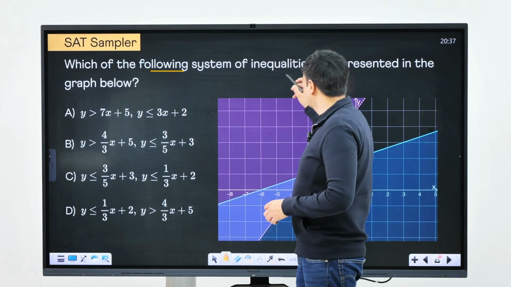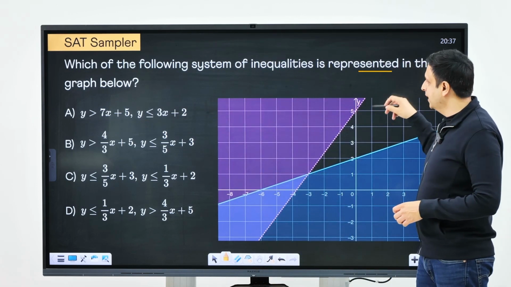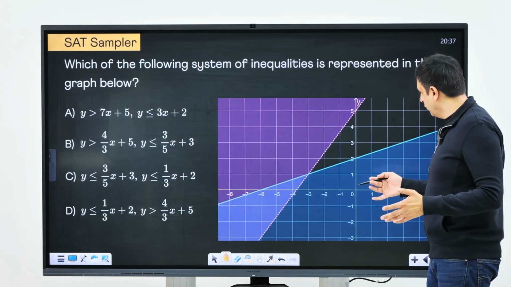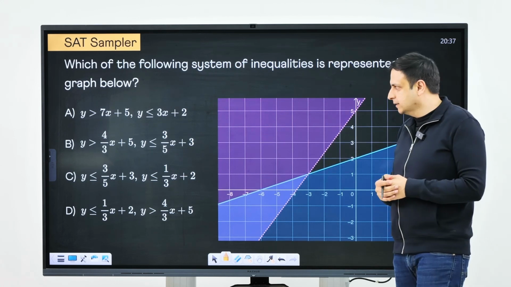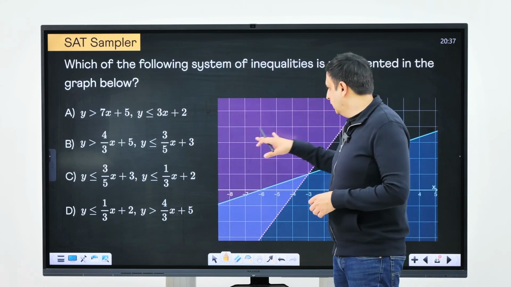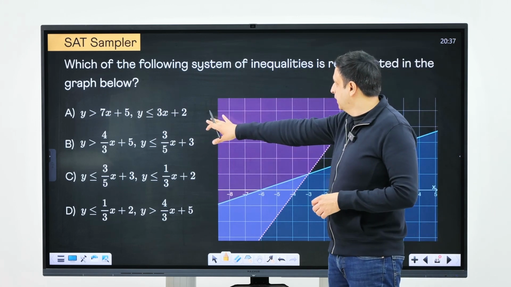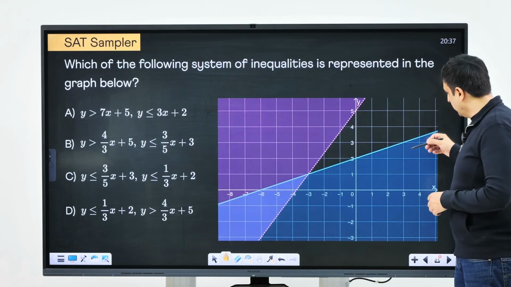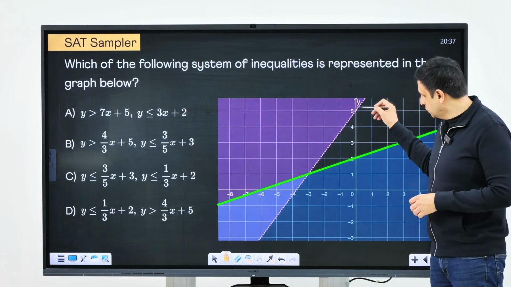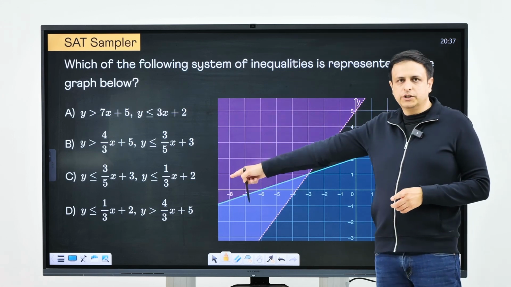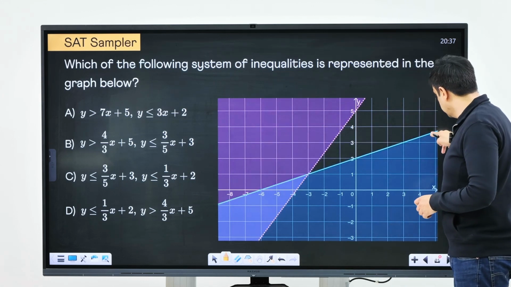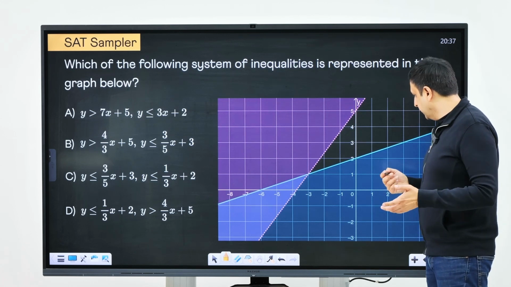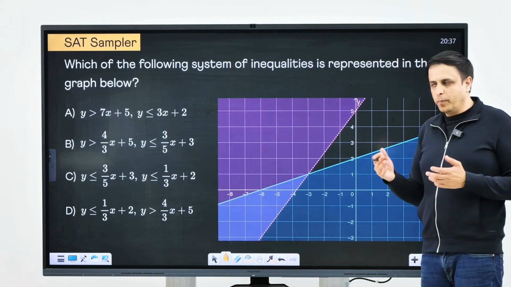Which of the following system of inequalities is represented in the graph below? So look at this graph here. We have 2 half planes corresponding to 2 inequalities, and we have to find out which pair this corresponds to. So what we need to do here is find out the equations of these 2 lines, and from there find out which inequalities are correct. So let's take this first line over here, this blue line, and write it in the slope intercept form.